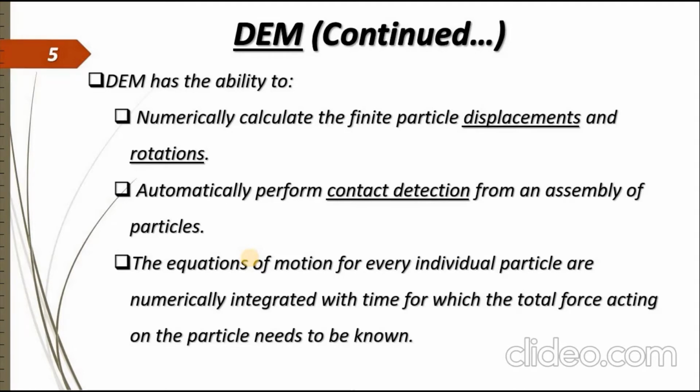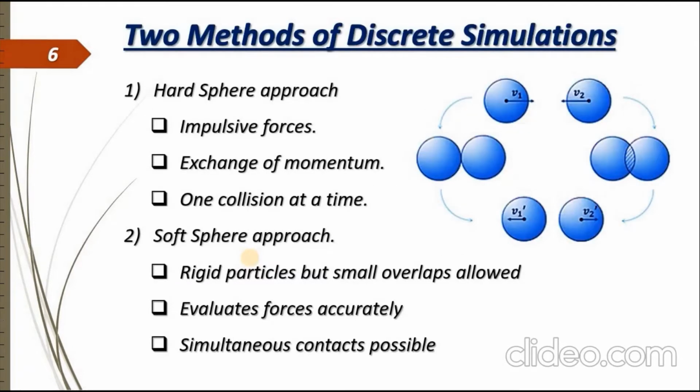Now there are two methods for discrete simulations. One is the hard sphere approach while the other one is the soft sphere approach. The left side of this figure is showing the hard sphere approach while the right side of the figure is showing the soft sphere approach. In the hard sphere approach, impulsive forces are allowed, exchange of momentum is possible, but only one collision of a particle is possible at a time.